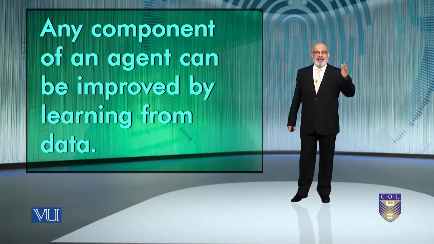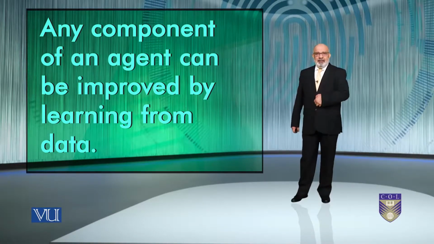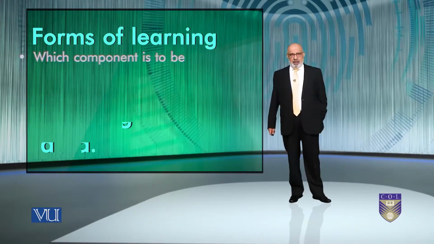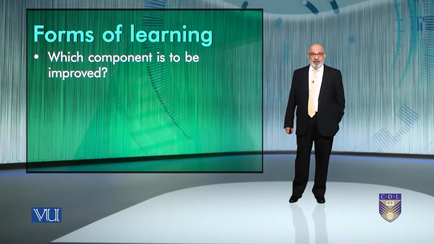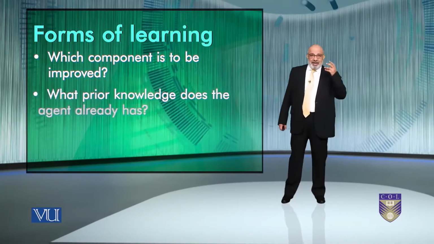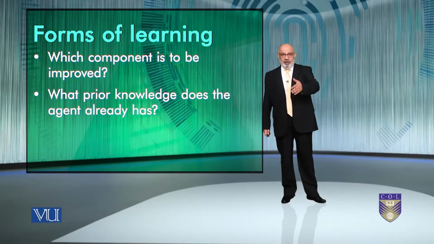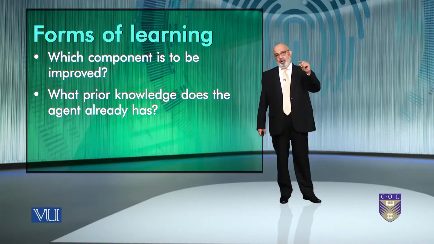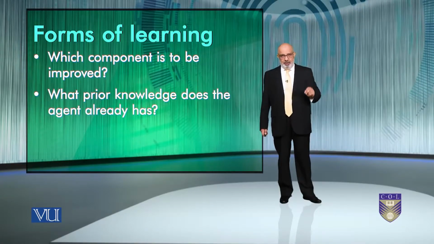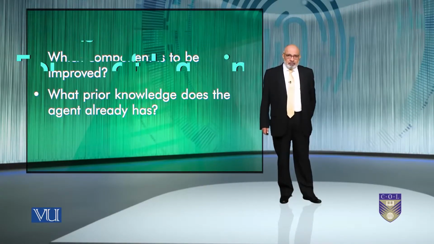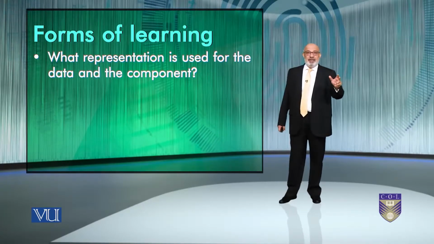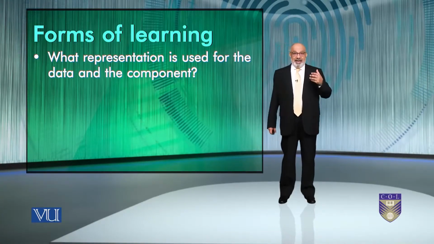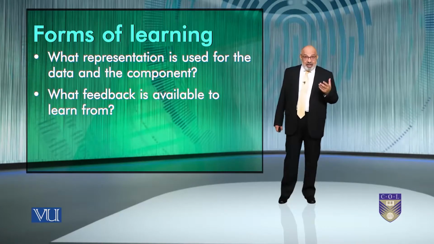So, the improvements and the techniques used to make the agents learn depend upon perhaps 4 major factors. For instance, which component is to be improved? Do we have any prior knowledge that the agent already has? Remember the word prior knowledge, previously something that you know about. So, which component you want to improve? What prior knowledge the agent already has on that? The representation used for the data, very interesting and important. The representation. And finally, what feedback is available to learn from.